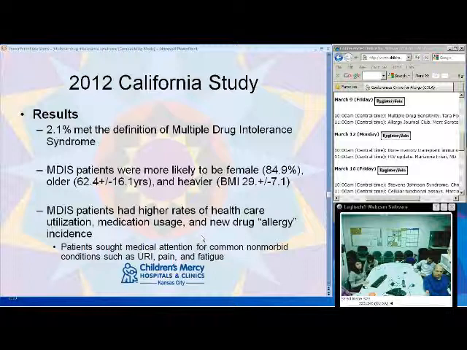Well, the question is, how many reactions per prescription? Right. And is that any higher? Right. If you give more prescriptions, you're going to have a greater chance.